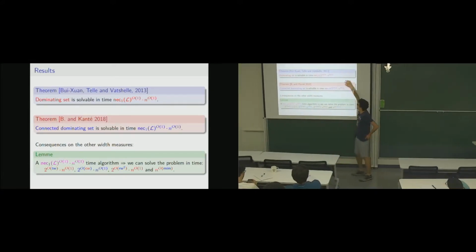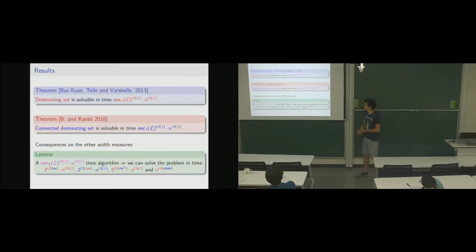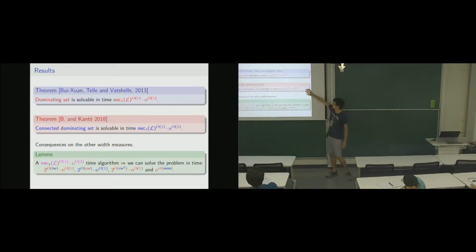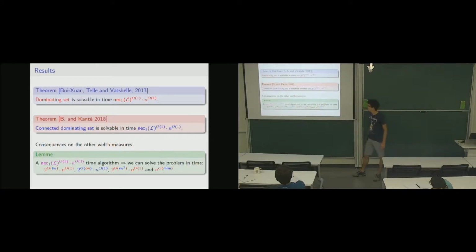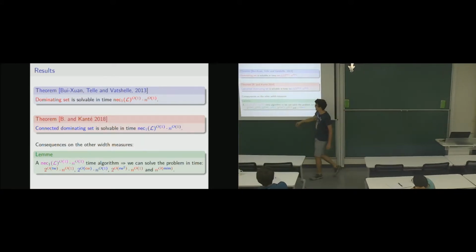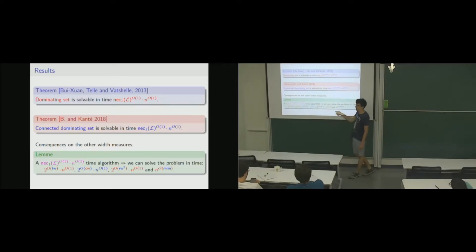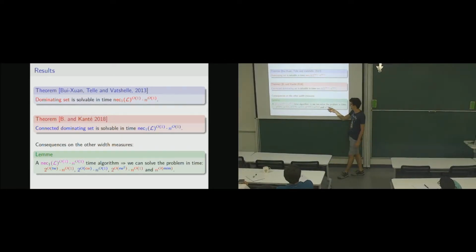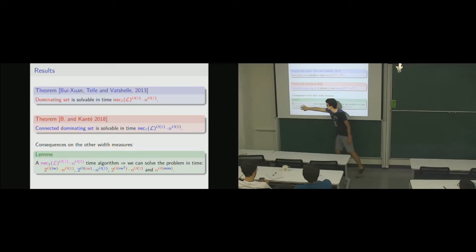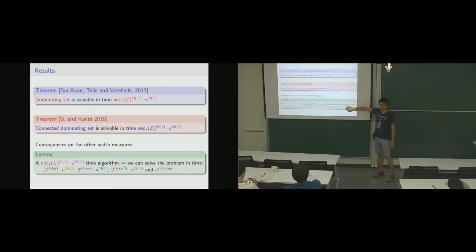So we know that the dominating set is solvable in this much time. Given the rooted layout, you can solve the dominating set in this much time. And we prove the same for connected dominating set. And because there is an upper bound of this in function of the other width measures, we have all these consequences on the other width measures.